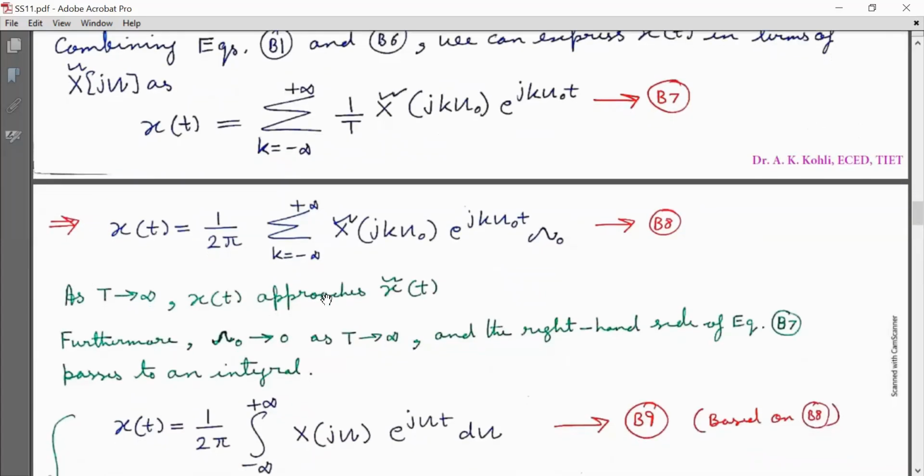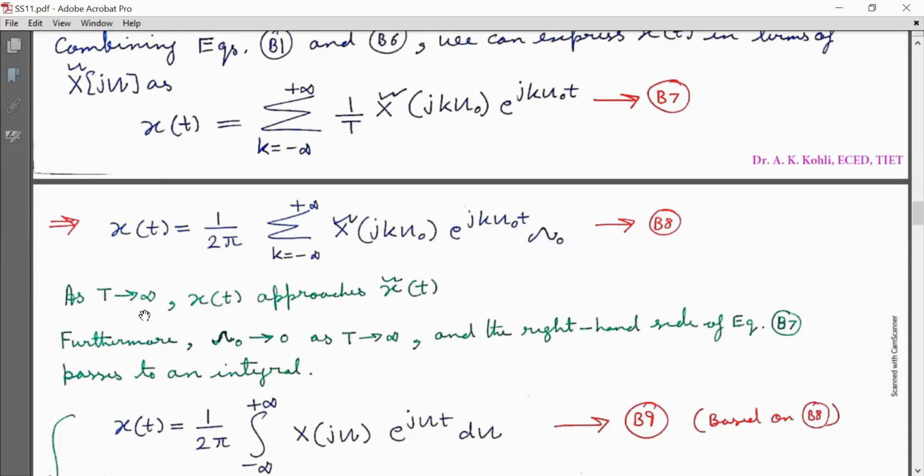But we know that Ω0 is equal to 2π by T. So instead of 1 by T, I will substitute Ω0 by 2π here. So x(t) is equal to 1 by 2π summation k running from minus infinity to infinity X(j k Ω0) into e raised to power j k Ω0 t into Ω0, which is equation B8 as shown on the screen.